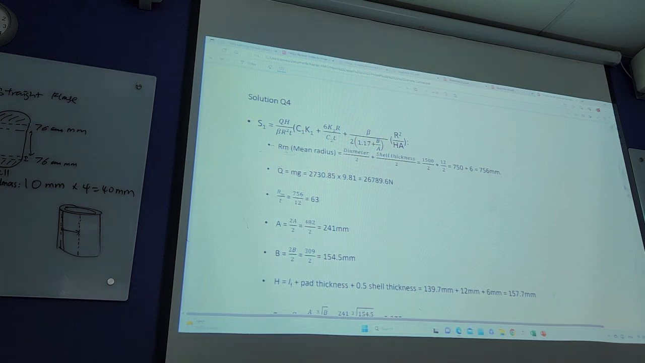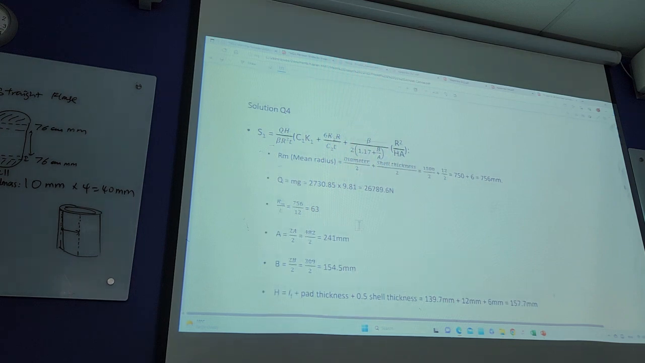So the mean radius: half diameter and half shell thickness. So you get 756 mm. Your Q, the mass of your lug times acceleration, gravity, you get this Newton value. And R over T, you get 63. Why is R over T important? Because later we have to use this table.